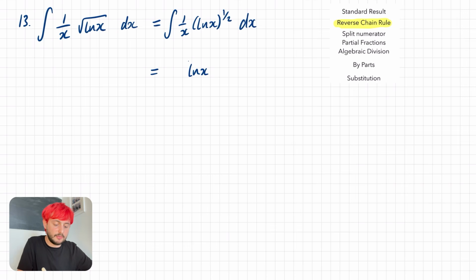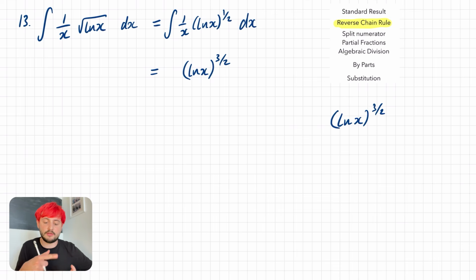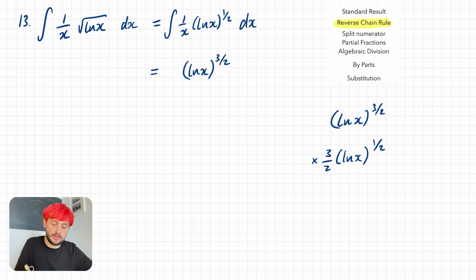Now, I would expect something to the power of a half to bump up that power by 1 to 3 over 2. So I'm just going to differentiate this and see what happens so that I can scale it and perform the reverse chain rule on here. So what I would do is pull down the power, reduce the power by 1, and also multiply by the derivative of the thing that's inside the brackets, which is ln x, so it's 1 over x.